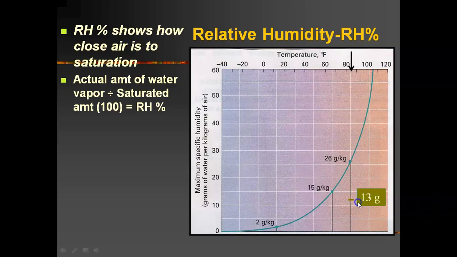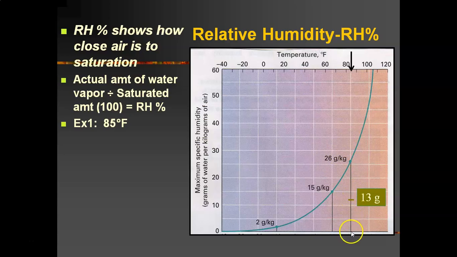Now, I've got an example here. You've got to know the temperature outside, right? Because the saturation point is very much related to temperature. So we're going to pretend that it's 85 degrees outside, all right? And we're going to pretend that the actual amount of water vapor in the air is 13 grams. I've got this worked out perfectly and easy. And we can see that the saturated amount, the maximum amount the air can hold, is 26 grams.